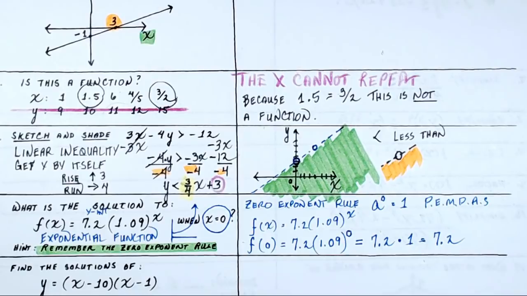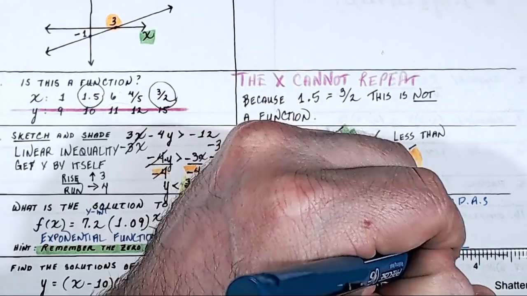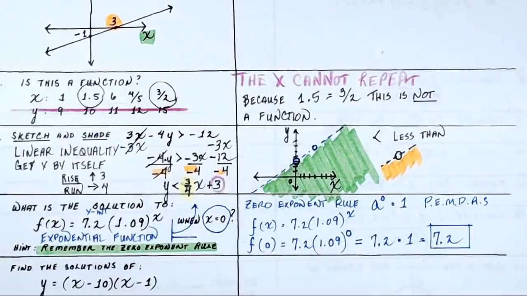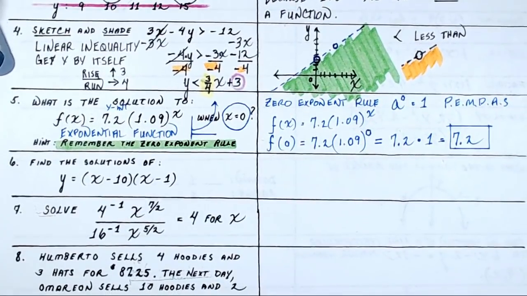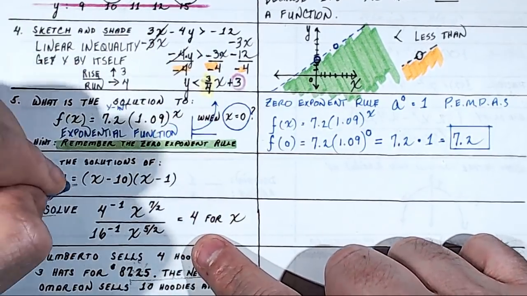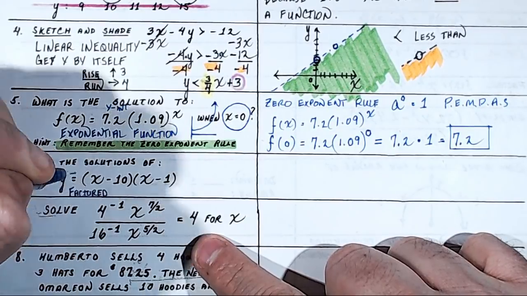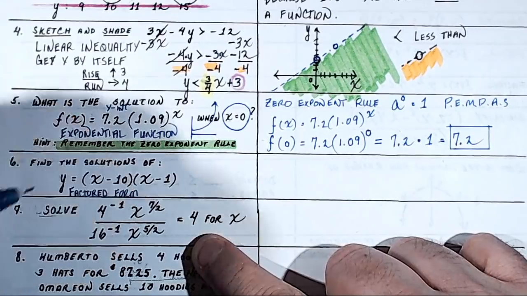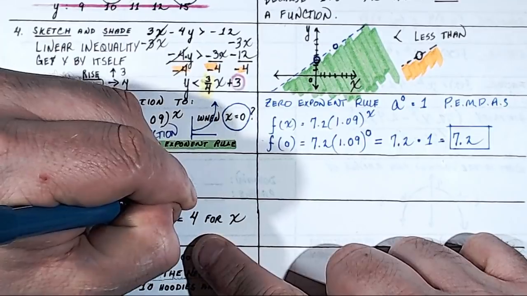And this is the answer, 7.2. We'll put that in a box and move on to number 6. Find the solutions of, and then you're given a quadratic function in factored form. So this is the factored form of a quadratic function.